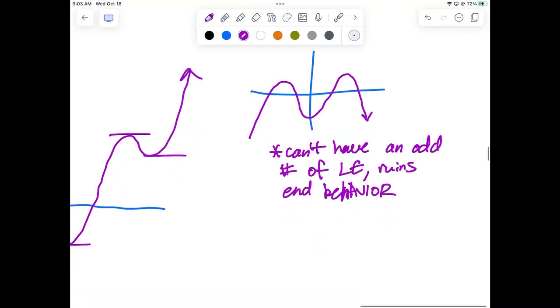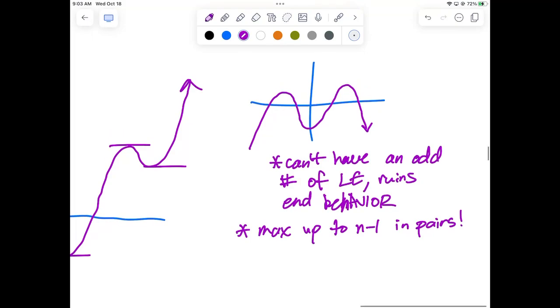Okay, so what does that mean? We can have a max up to n minus 1 in pairs. You have to have your turning points in pairs. If you turn around once, you've got to turn around again to make sure you're on track for the right end behavior. Does that make sense?